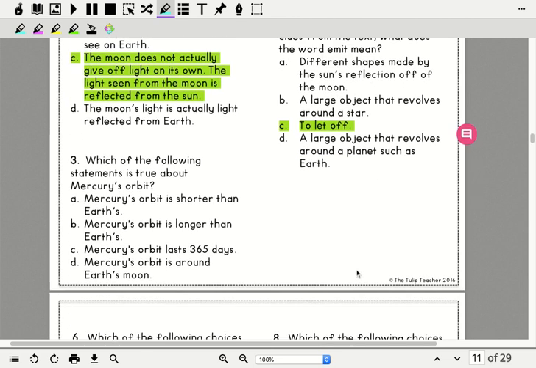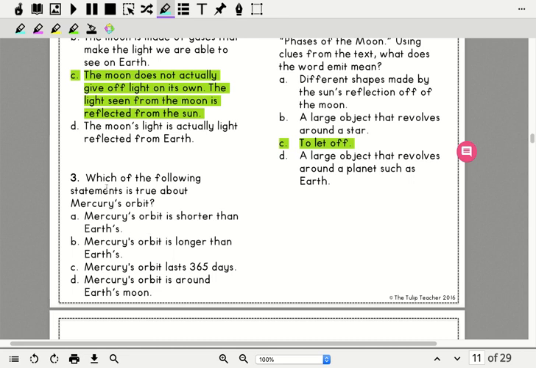Okay, so let's come down to number three. Number three says, which of the following statements is true about Mercury's orbit? That is in the second paragraph of our solar system. So A says Mercury's orbit is shorter than Earth. B, Mercury's orbit is longer than Earth. C, Mercury's orbit lasts 365 days. D, Mercury's orbit is around Earth's moon.